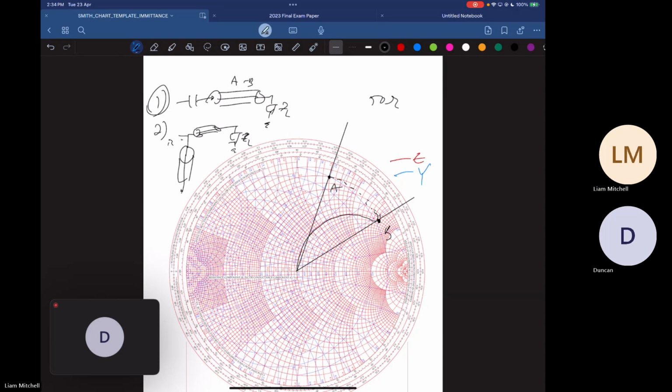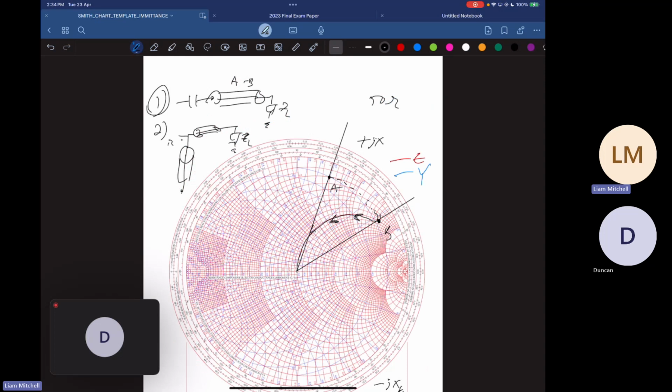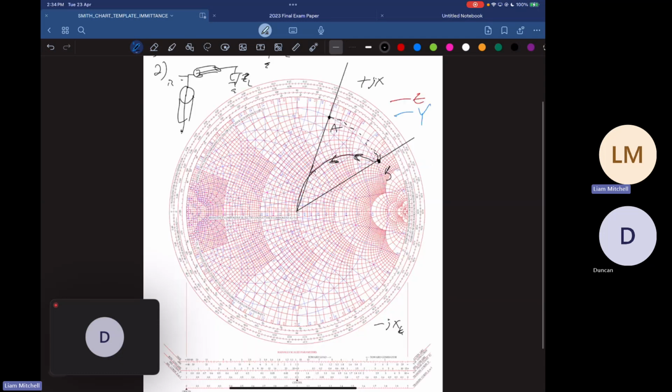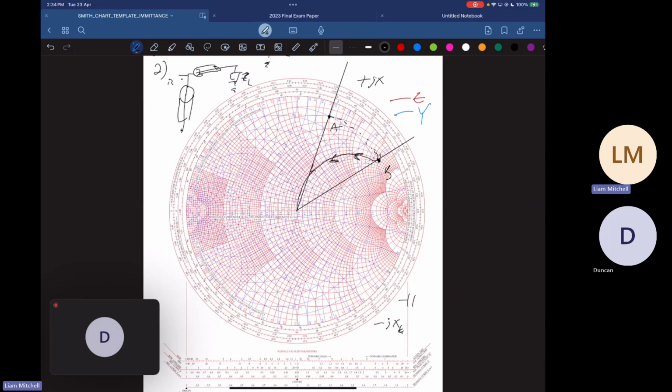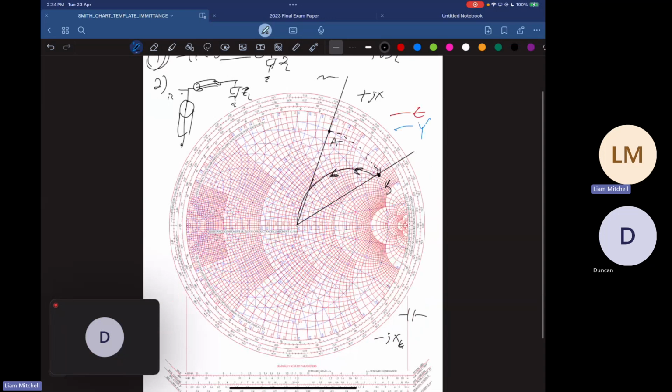Here we add a series capacitance. How do you know? Because here we have a negative jX, and here we have positive jX. The upper side is positive reactive impedance, and the lower part is negative reactive impedance. So this part is capacitive, this is a capacitor, and this one is inductor. When you go down along those lines, you add a series capacitance.